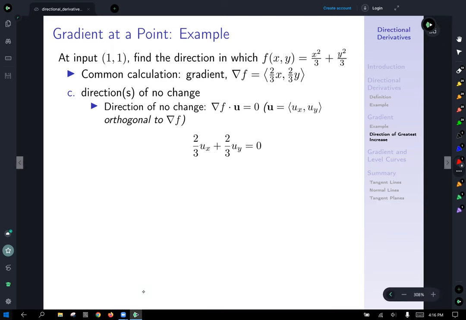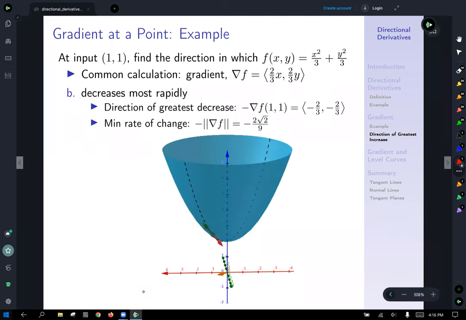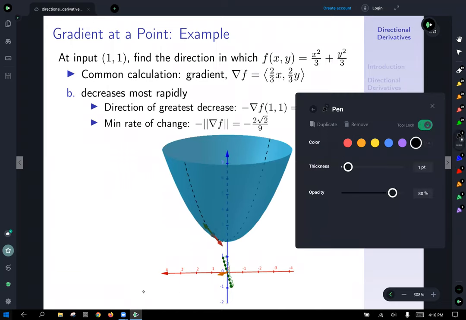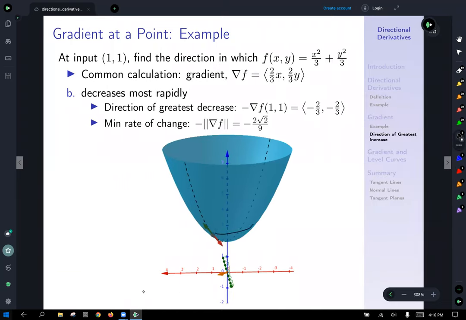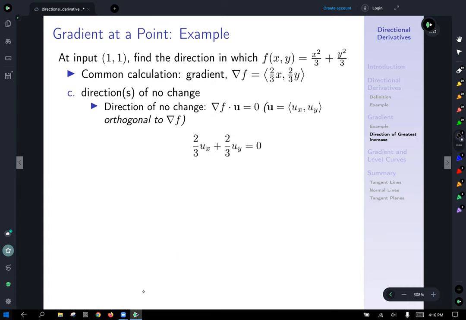And to just see that, look back at this prior picture and ask, where would you expect the direction of no change to be? Well, if we were to draw a nice level curve here, then the direction of no change would be these tangent vectors right there. This green vector is the gradient, and u is the direction we're interested in. What do you notice about u and the gradient? Well, they're orthogonal to each other.